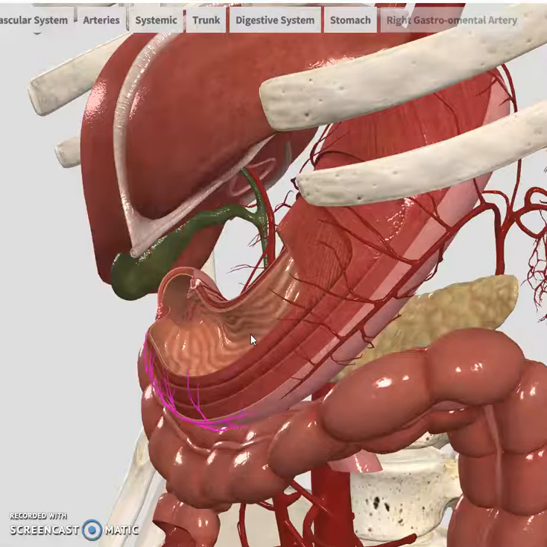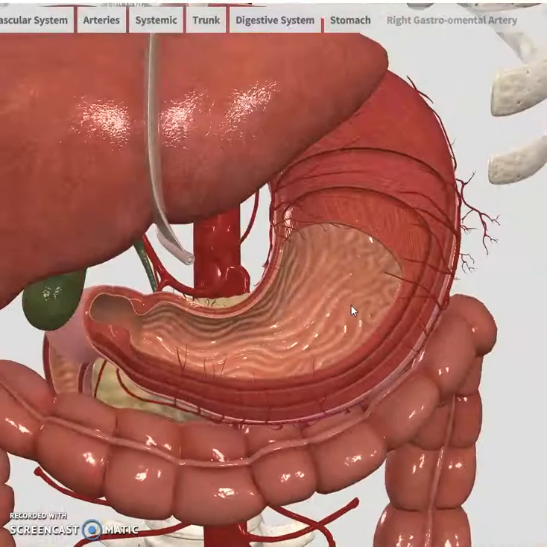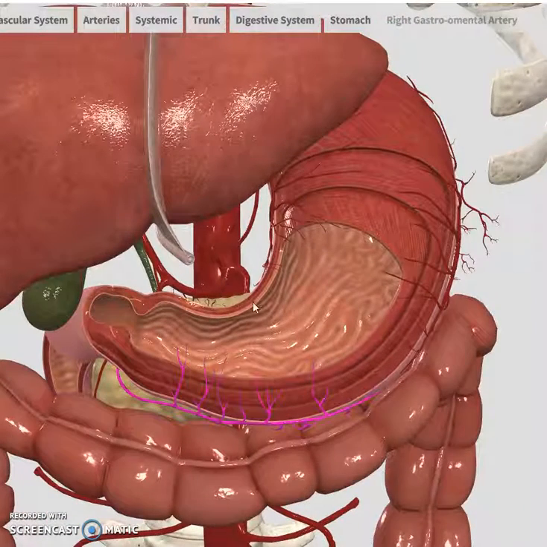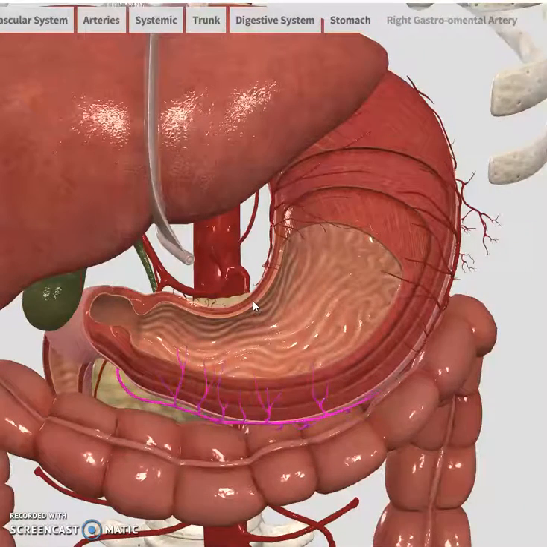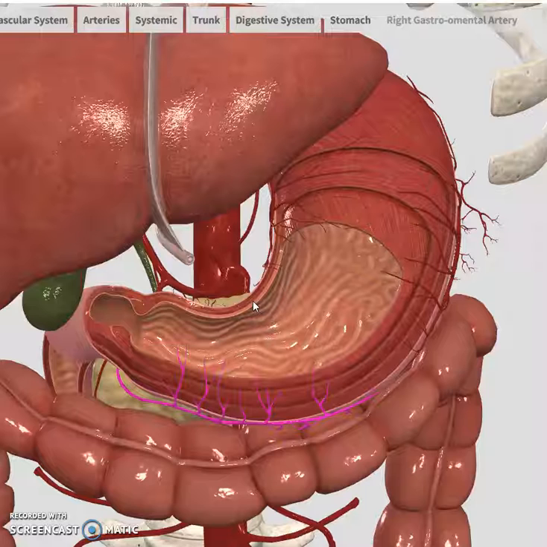Okay, so that's all for the splenic artery. The splenic artery gives two branches. The left gastric gives one branch, that is the esophageal branches. The splenic artery gives two branches, that is the left gastroepiploic artery as well as the short gastric arteries.